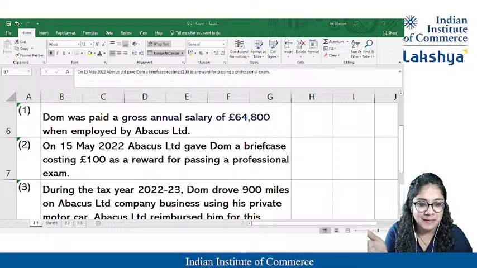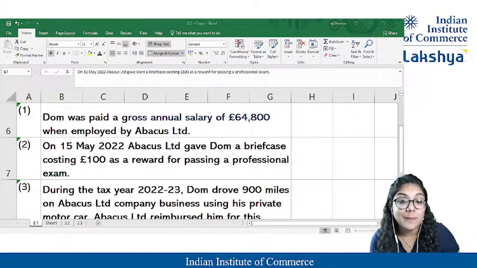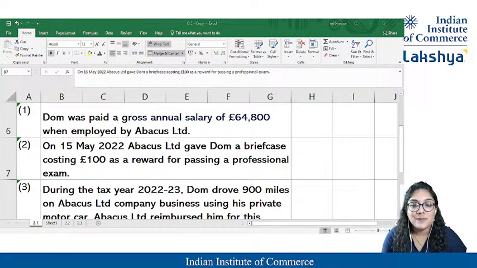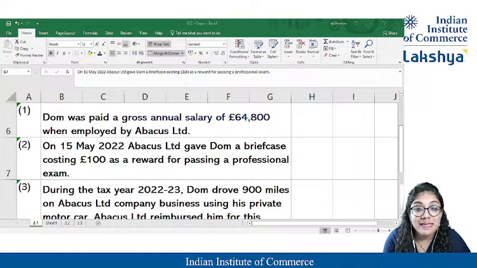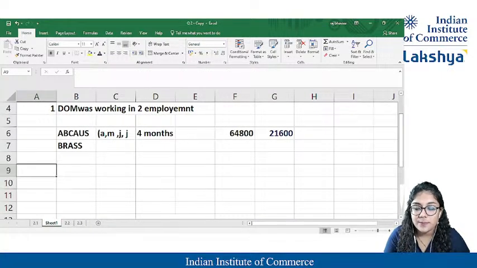Ma'am, it's not a salary, it's a one-time amount you are getting. So now this £100 is to be added in the income statement for my employee. Okay, so let's book it there as a briefcase. So yeah, I need to write the second working note over here.